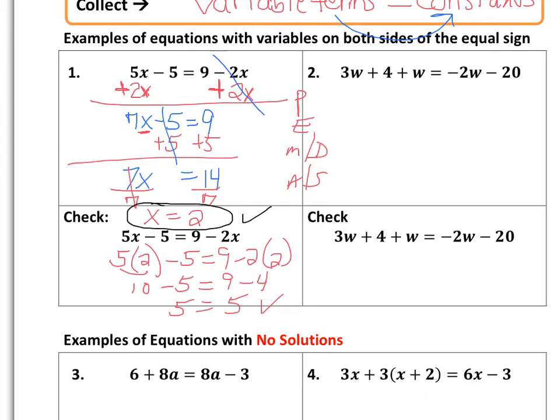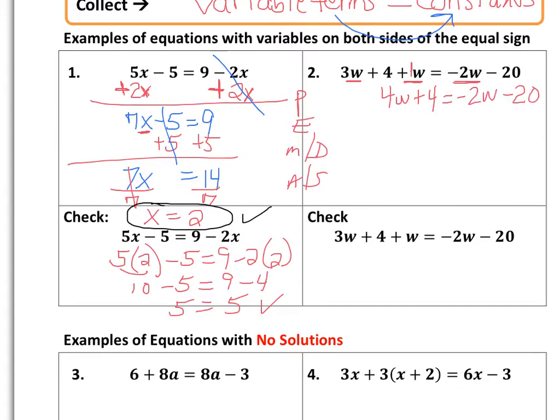Okay, let's try example number 2. We've got 3w and w here. We notice we've got another w term over here. So we need to get all of those w terms together. As we've done before, definitely try to combine any like terms on one side of the equal sign first. As you know, this is a 1w here. So 3w plus 1w is 4w. So right now I'm only combining like terms on one side, and then just rewriting everything else.